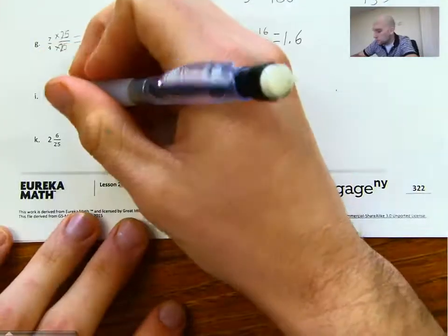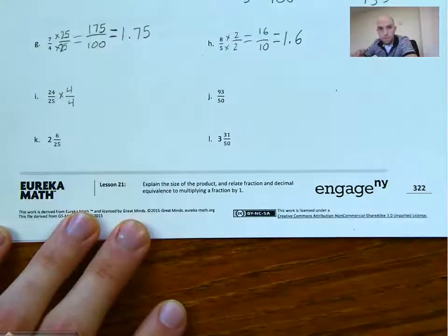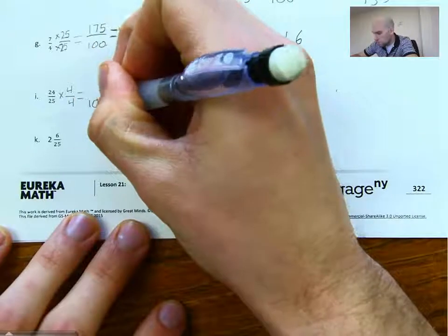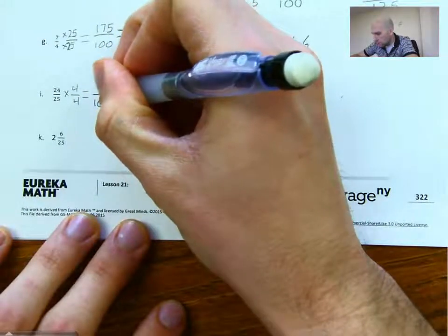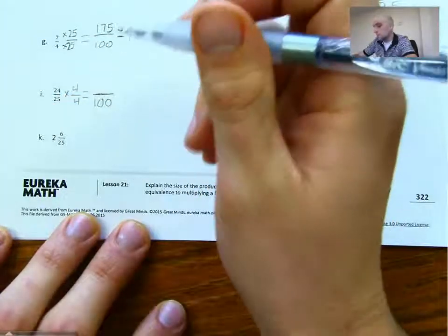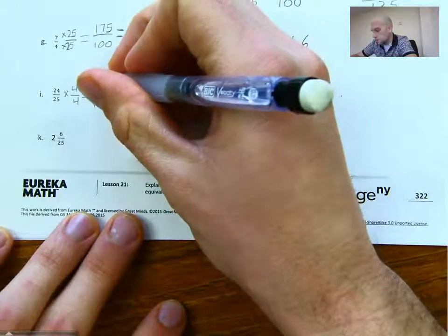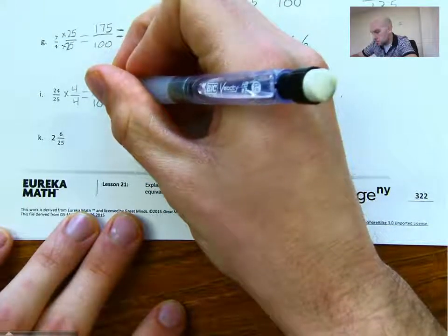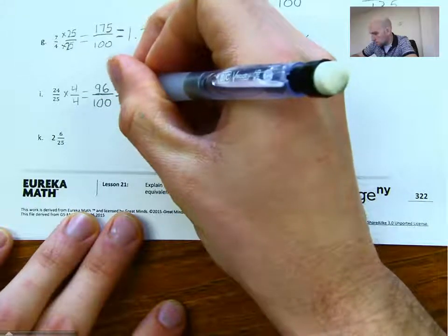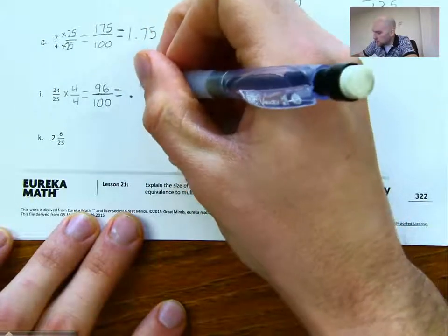24 25ths, I'm going to multiply by 4/4. My denominator will be 100, and my numerator will be 24 times 4, which will be 96. 96 hundredths will look like this.